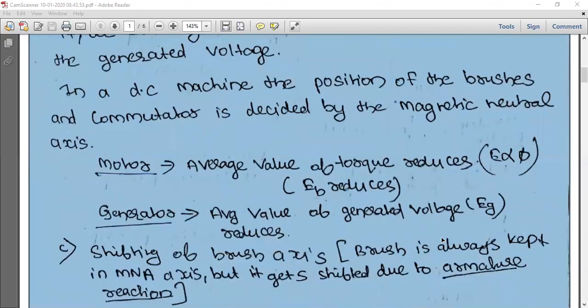We can conclude, in a motor, that the average value of the torque reduces, because in a motor the back EMF is produced and it is proportional to the flux. Armature reaction results in a reduction of the induced voltage. So overall Eb reduces, and the average value of the torque also reduces. One thing you understood. Then in a generator, the average value of the generated voltage Eg reduces. So in both cases, it causes harmful effects.